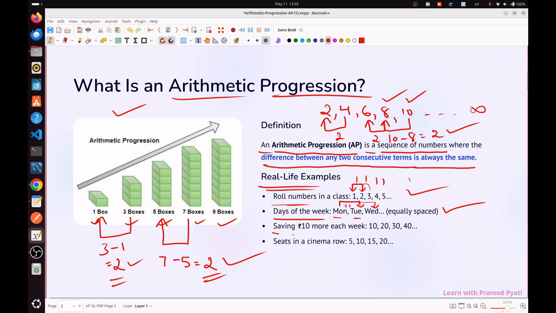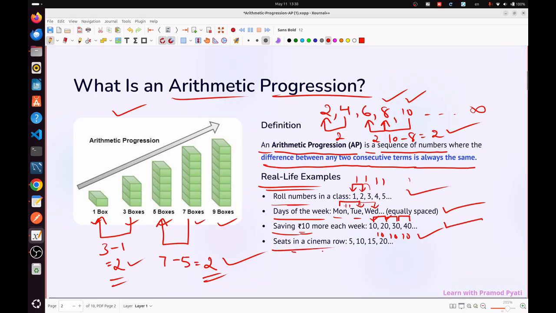If you consider savings or investments, here you can see that each week you are going to save 10 rupees. This is the first week, second week. What is the difference? 20 minus 10, that is 10. Again 30 minus 20, that is also 10. 40 minus 30, here also 10. Each week you are saving 10 rupees. So this series is also an arithmetic progression.